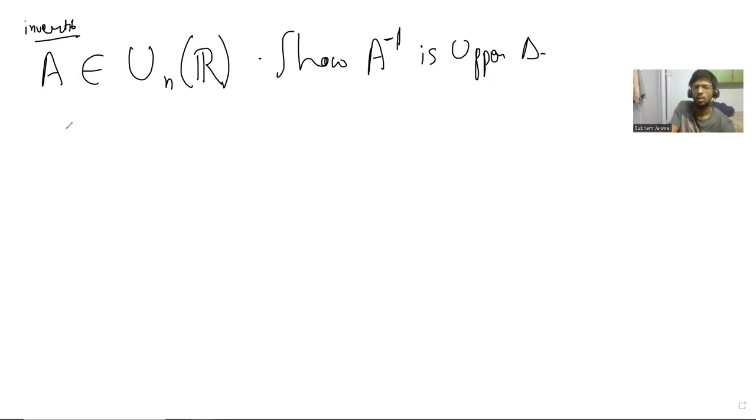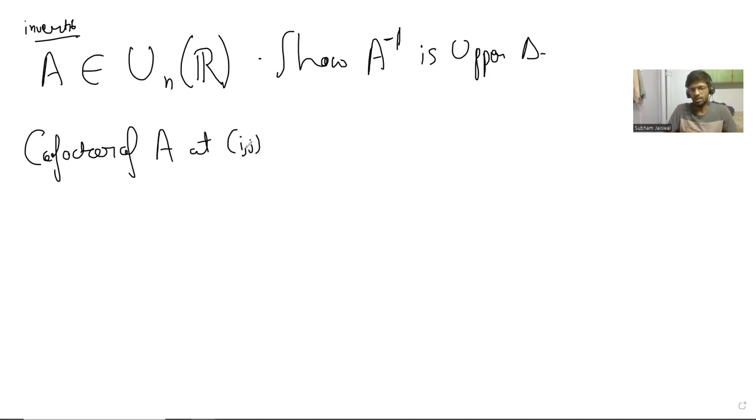Okay, one second. So, cofactor. What is the definition of cofactor? No, if you say the definition like that, I'm getting confused. So tell me this: the cofactor of A at i comma j, right? What is the definition of this?